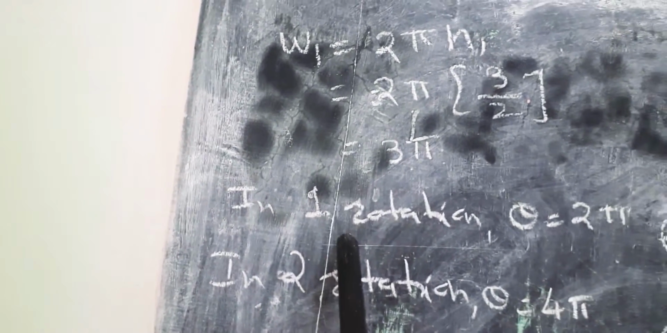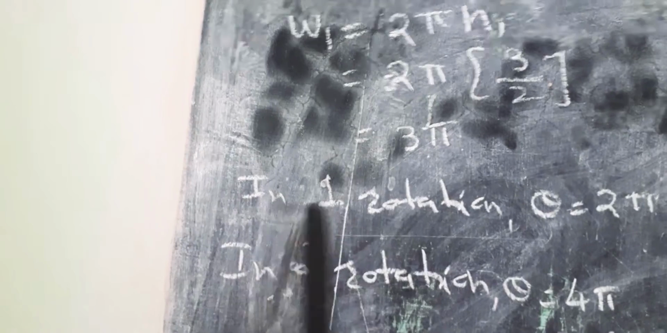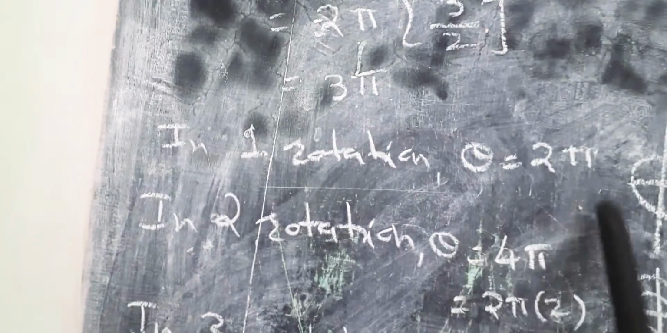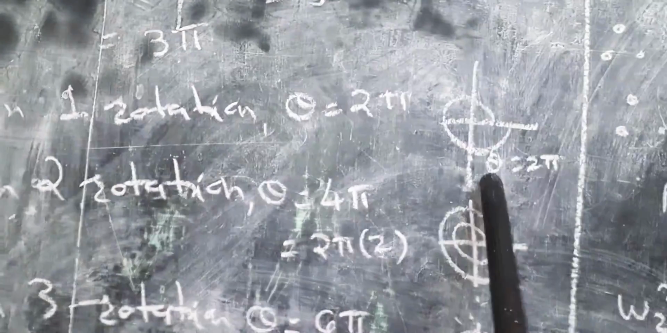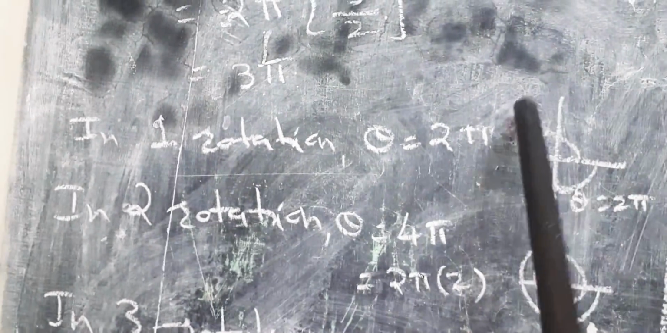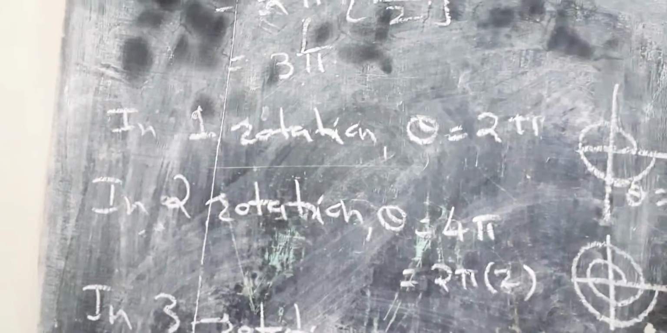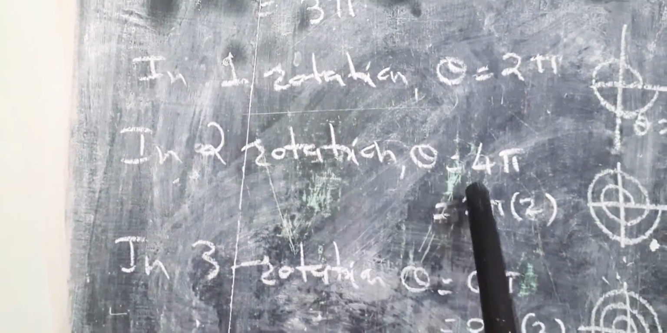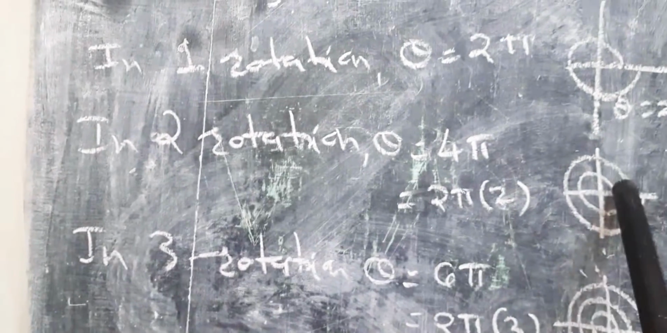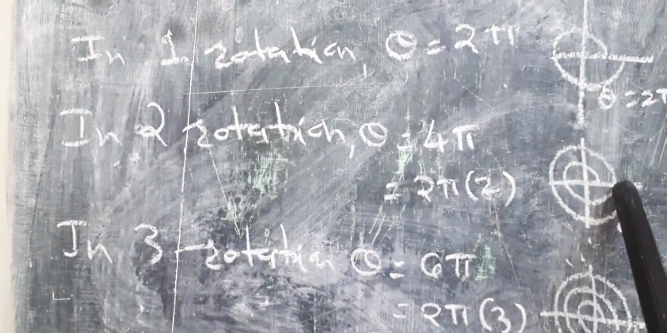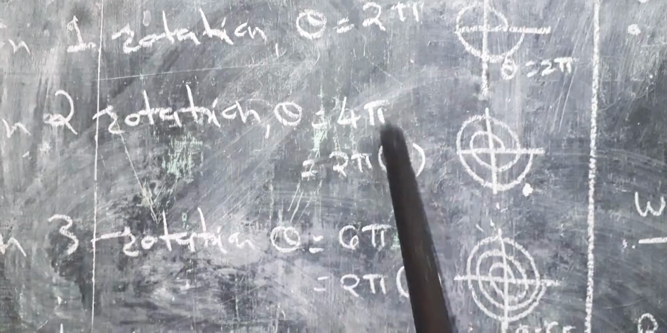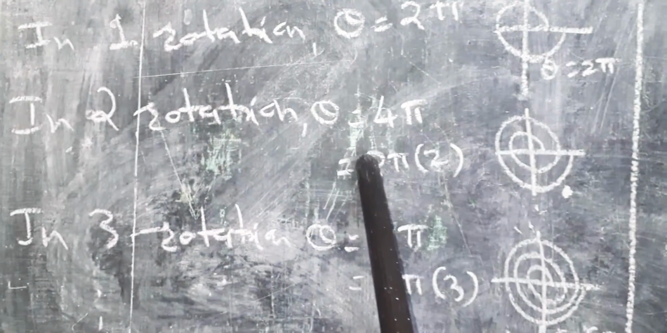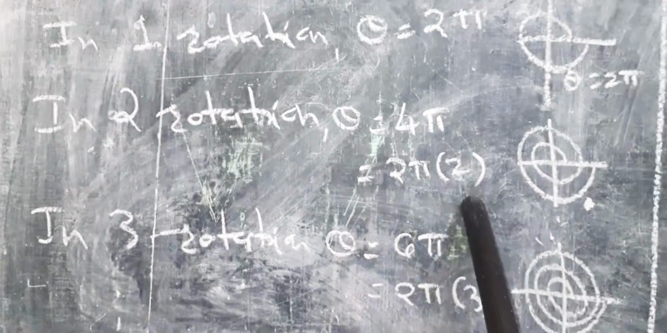Let us see this concept. In one rotation, theta is equal to 2 pi. See the diagram. One complete rotation, theta is equal to 2 pi. In two rotations, theta is equal to 4 pi. See here, it starts from x-axis, one complete rotation, 2 pi. Again one more complete rotation, 2 pi plus 2 pi, 4 pi. So theta is equal to 4 pi. We can write this as 2 pi into 2.